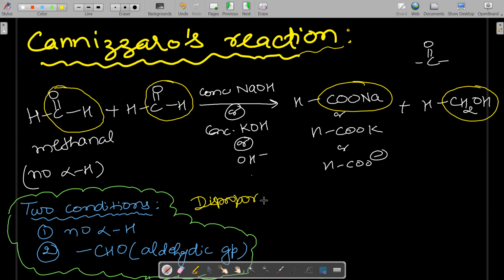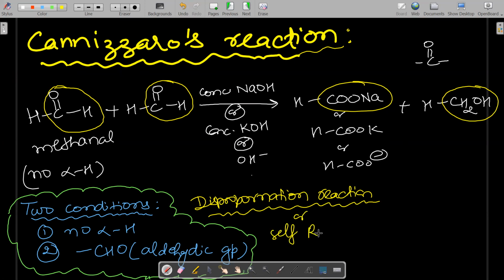Disproportionation reaction. Okay. Means we can say Cannizzaro reaction is a disproportionation reaction or self-redox reaction. Okay. So why is it called self-redox reaction? Because simultaneously it gets oxidized as well as reduced. Okay, I hope it is clear.